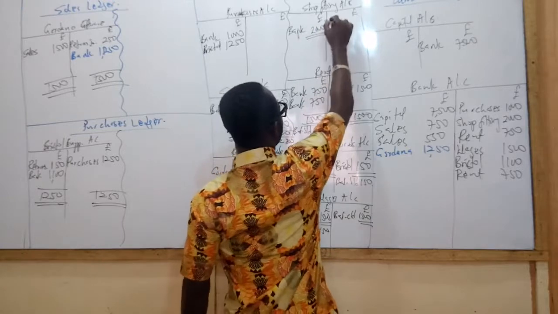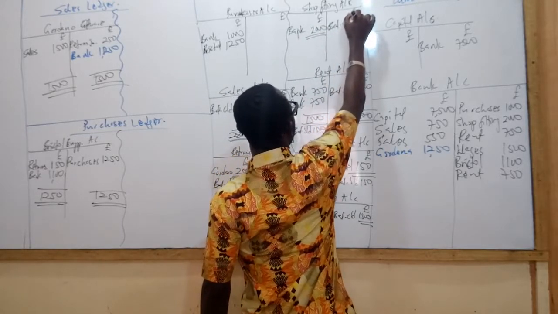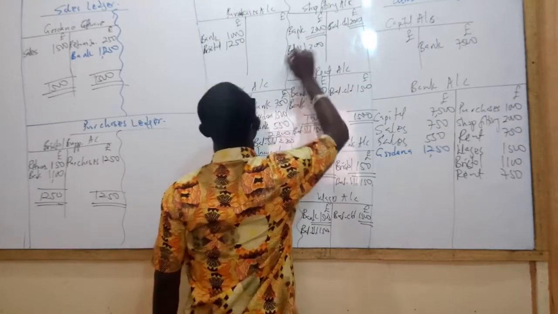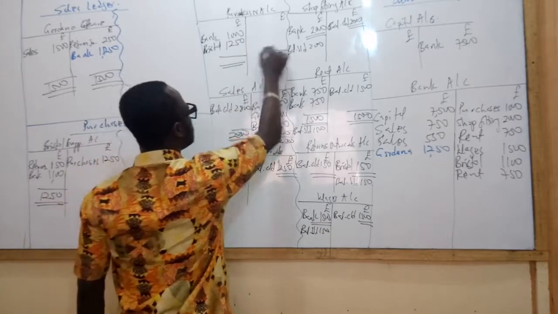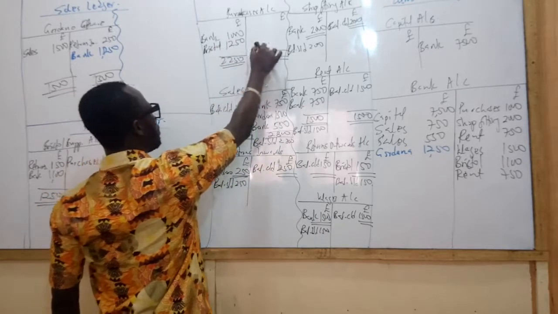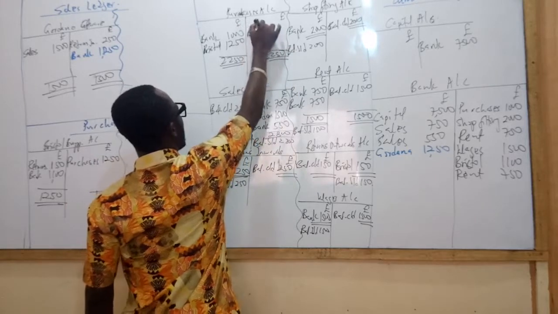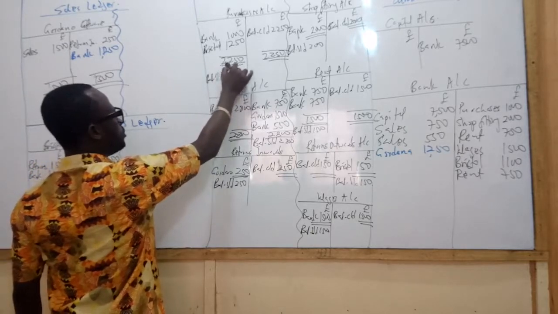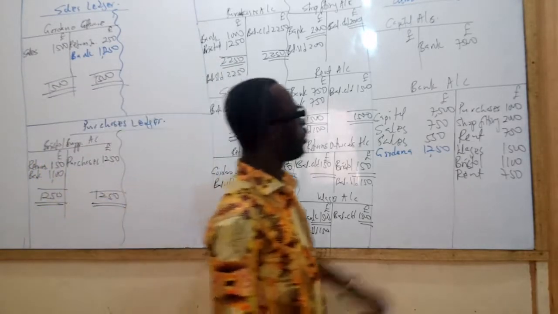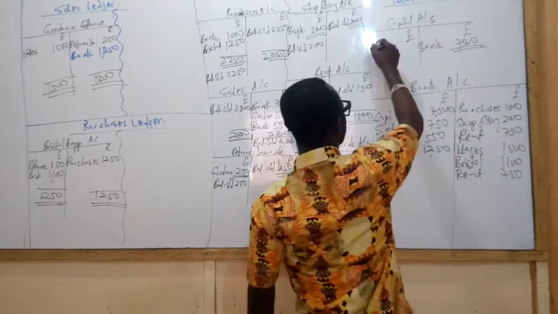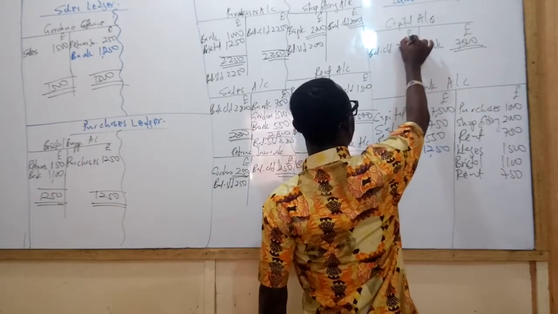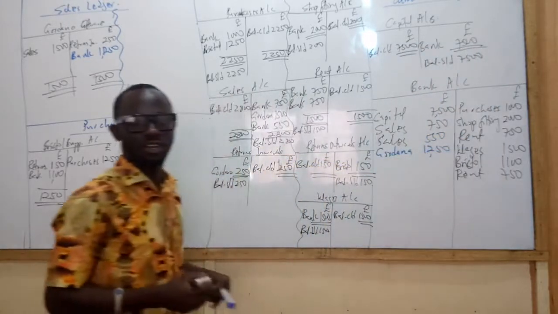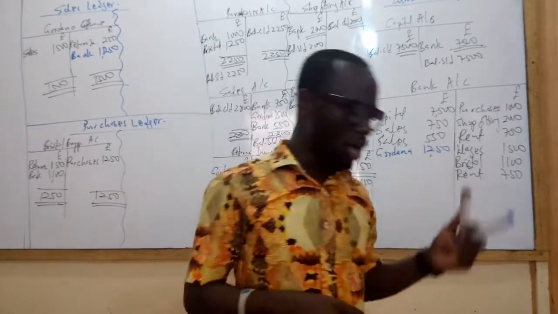Shop fitting, it's one item, 2,000. So balance carried down will be on the credit side, and then balance brought down will come to the debit side. Purchases account, 2 items, and that is going to be 2,250. So balance carried down will be on the credit side, 2,250, and it will come to the debit side as a brought down 2,250. Then we go to the capital account. It's a single item. So balance carried down 7,500. The balance brought down 7,500. So that is how you go about that.